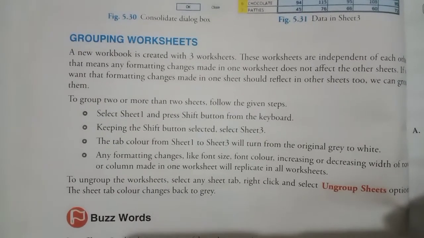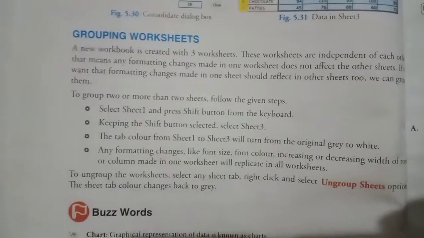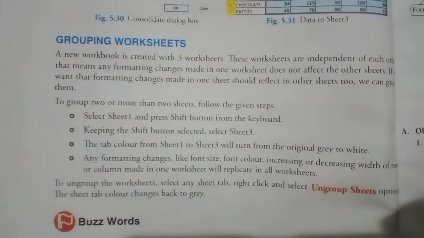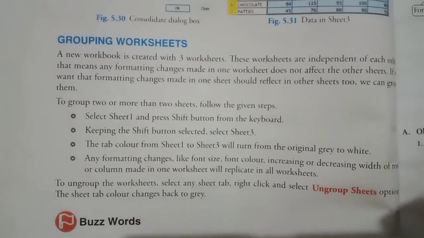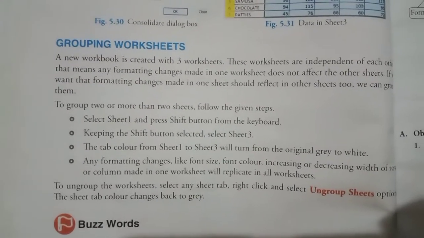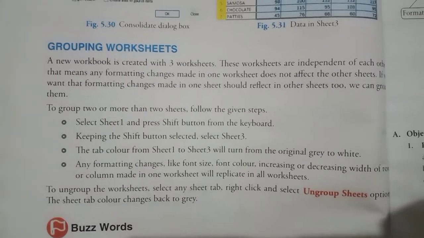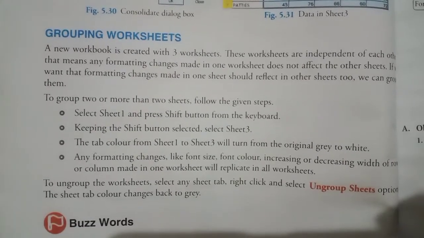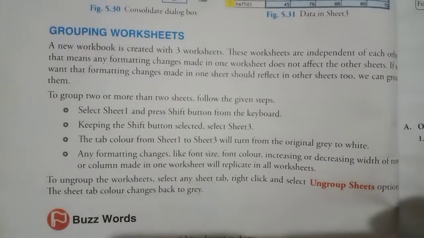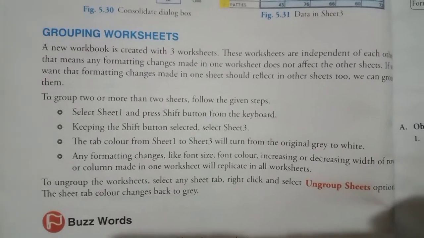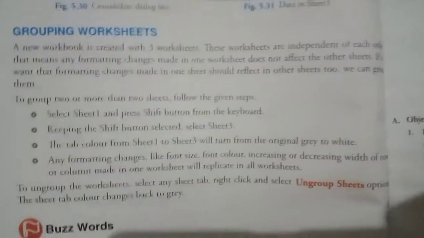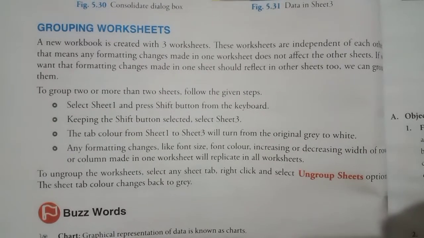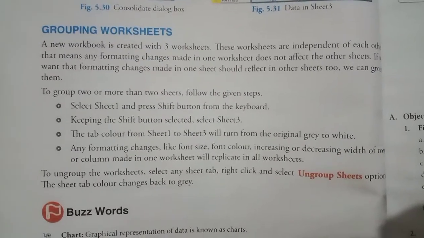To group 2 or more sheets, follow the given steps. You have to follow these steps. Select sheet 1 and press the Shift button on the keyboard. Keep the Shift button pressed and select sheet 3. The tab color from sheet 1 to sheet 3 will turn from the original gray to white. Any formatting changes like font size, font color, increasing or decreasing the width of a row or column made in one worksheet will be replicated in all worksheets. That means after doing this, whenever you make changes in rows and columns, they are also applied automatically to the other sheets.